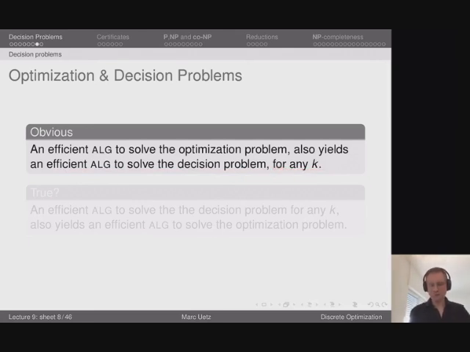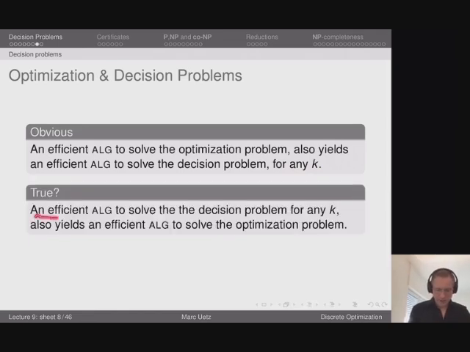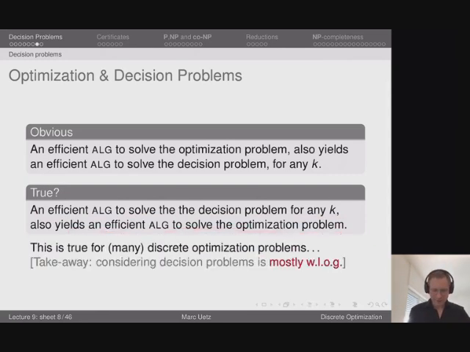Because we can just use that optimization algorithm to find, say, the maximum matching in the graph, and then we can say, oh yes, this is an instance where there exists a matching of size at least k, right? So this direction is trivial. But suppose now that we only have an algorithm to solve the decision problem for any value of k. Can we also get an efficient algorithm to actually solve the optimization problem doing that? And the answer is going to be yes, this is true.